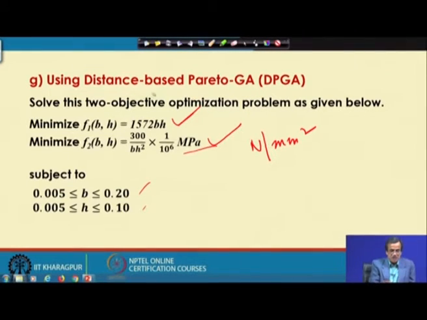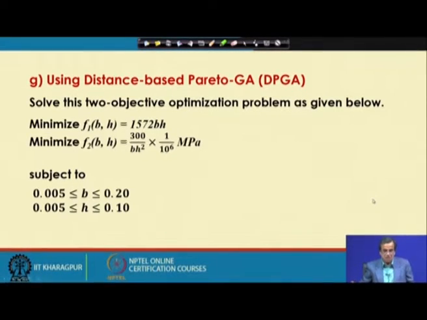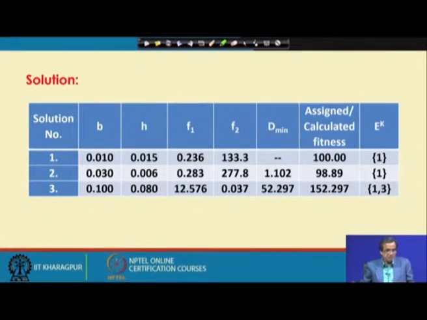The working principle of this distance based Pareto GA, that is DPGA, I have discussed in detail, and now I am going to use the principle of this DPGA to solve this two objective optimization problem. The principle, as I told, I have discussed in much more detail, but let us see how to solve this particular real world problem using the principle of the DPGA.